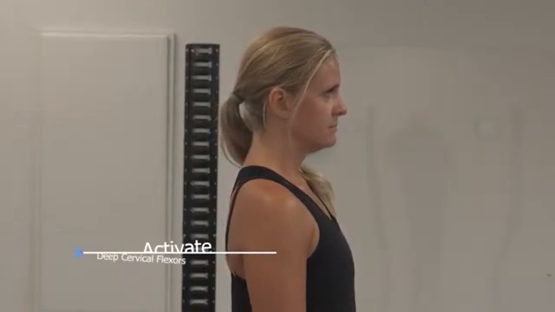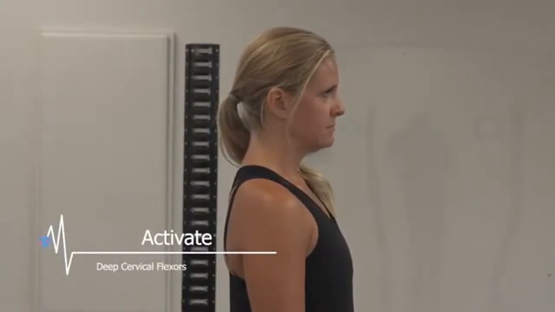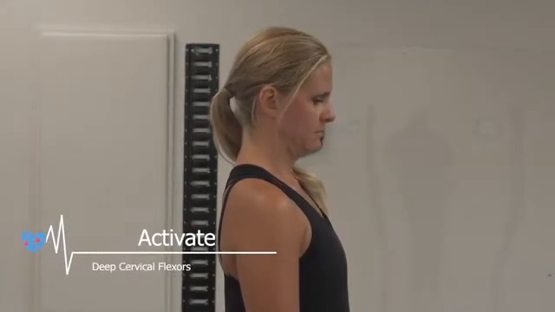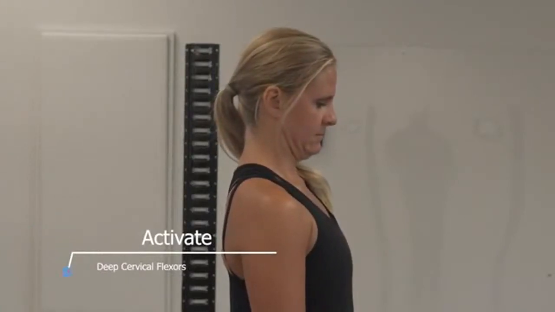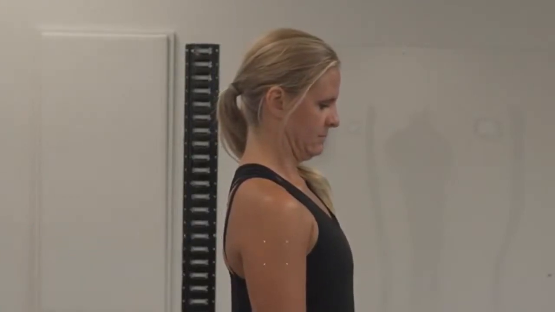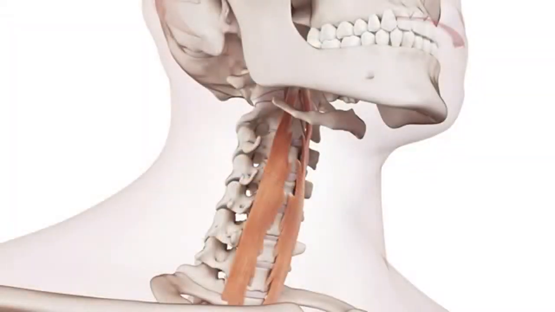Now we're going to target and strengthen the deep cervical flexors. The deep neck flexors consist of the longus colli, longus capitis, rectus capitis, and longus cervicis. All help you to maintain neck stability and good posture. These muscles are usually weak in relationship to their more superficial partners, the scalene and sternocleidomastoid.